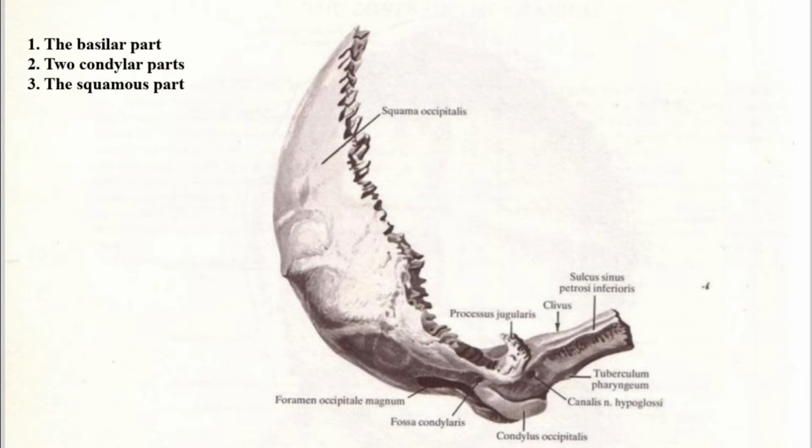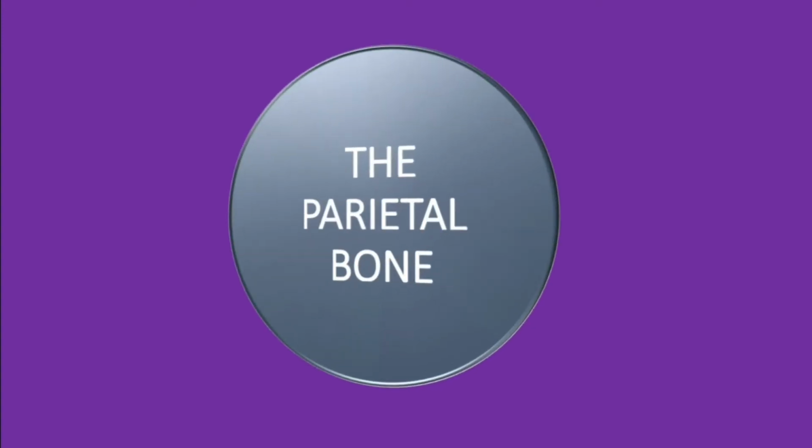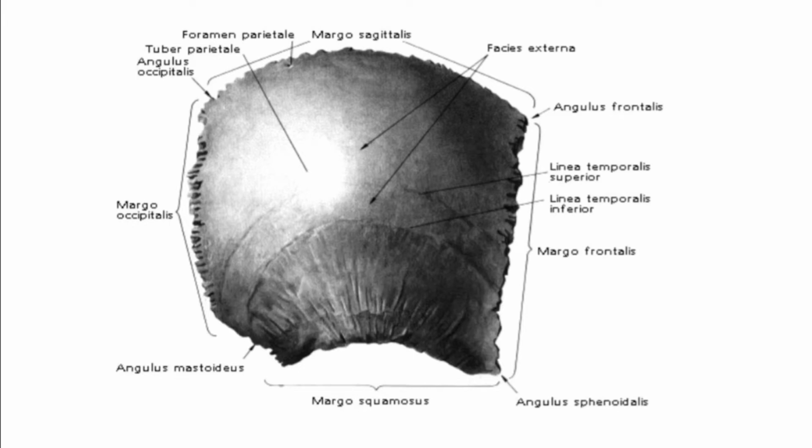Hypoglossal canal, that's for the 12th cranial nerve. Okay, so let's talk about the next bone, the parietal bone. This is the parietal bone. It has two surfaces, the internal surface and the external surface.